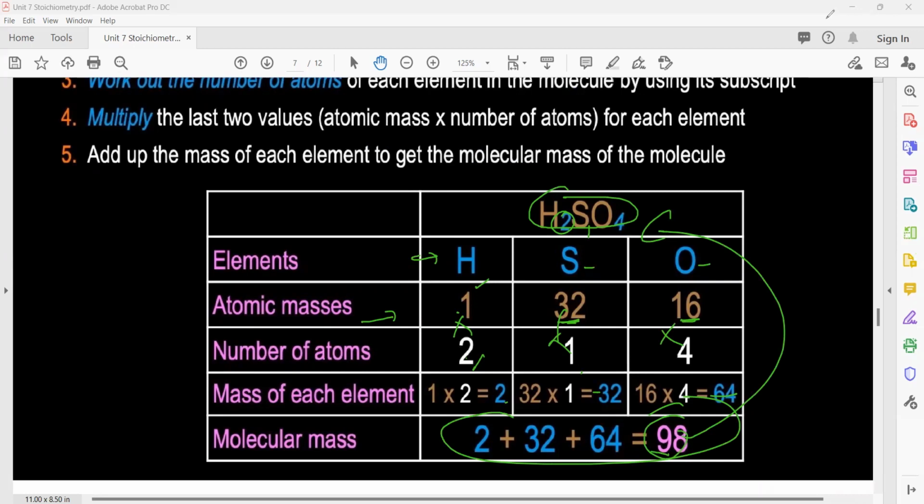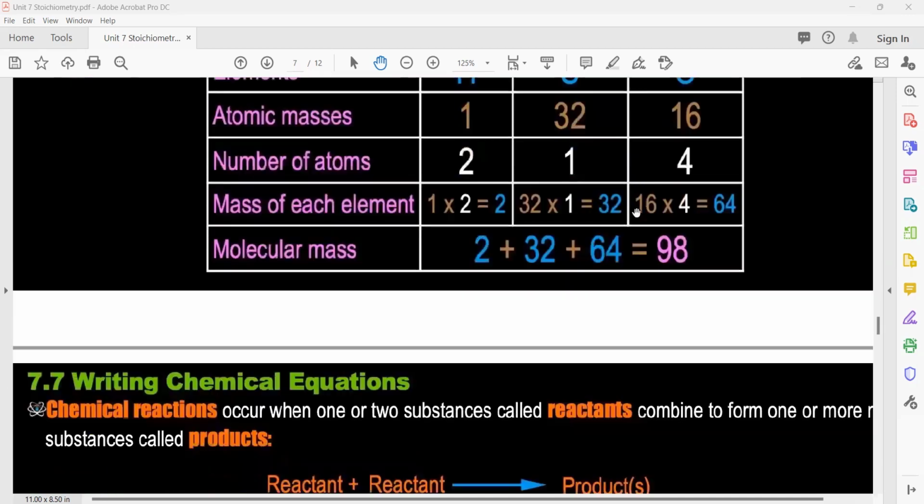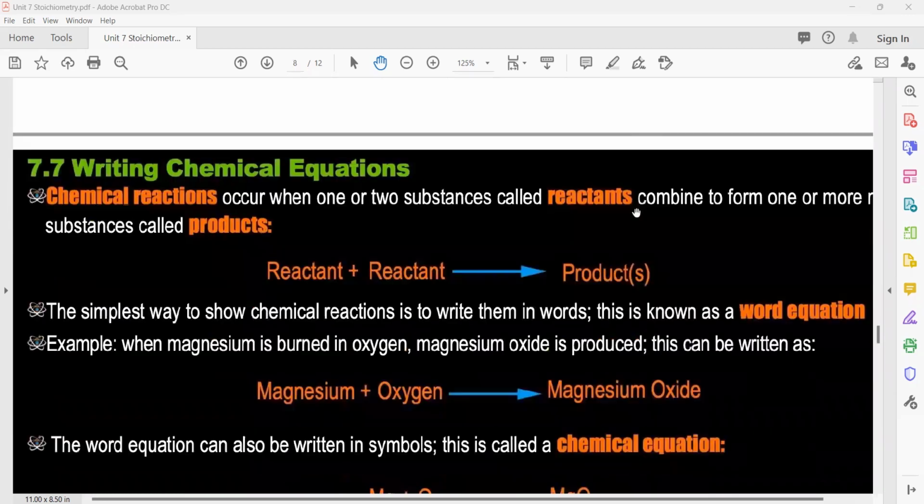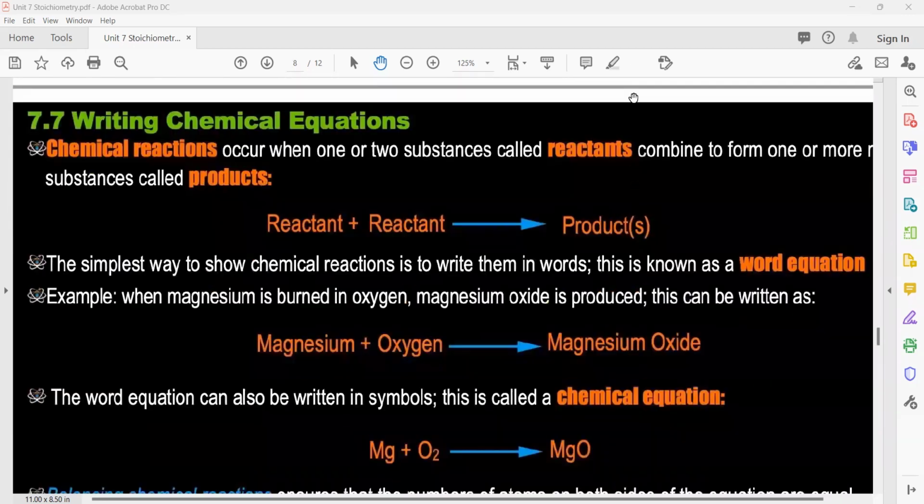Is it clear? Please confirm. Yes. Okay. After that, writing chemical equations. Whenever you are writing a chemical equation, what should you know for that? First of all, what is a chemical equation? Chemical equation is a representation of chemical reaction.